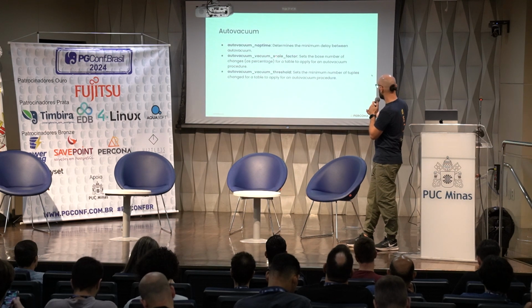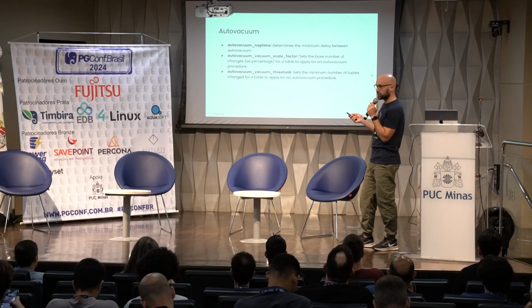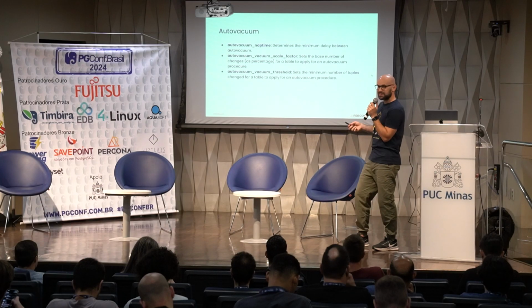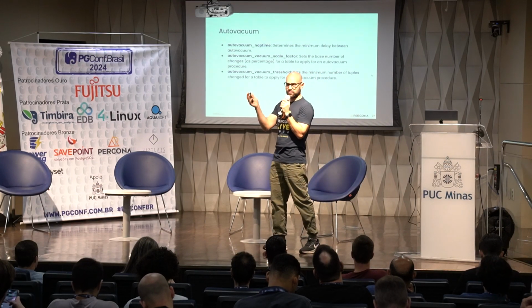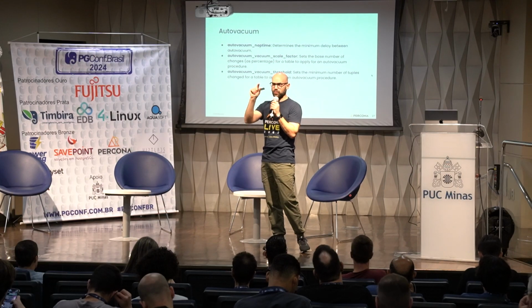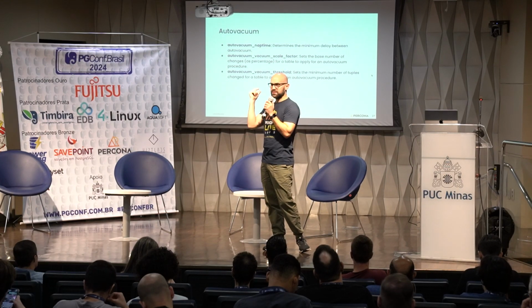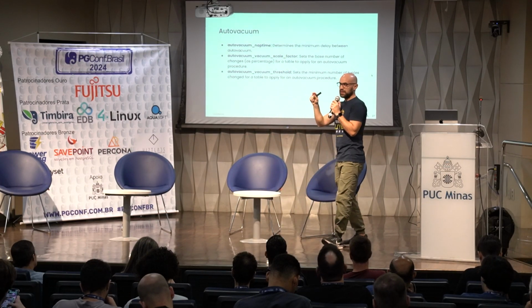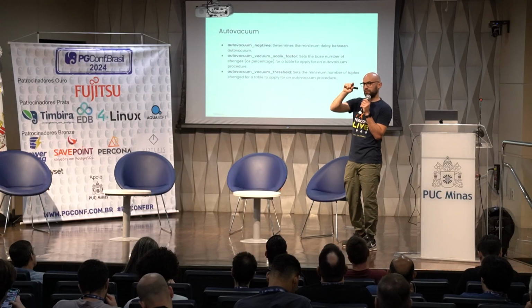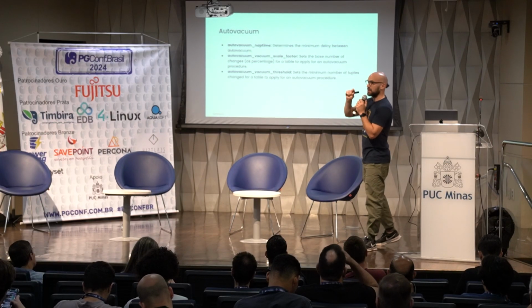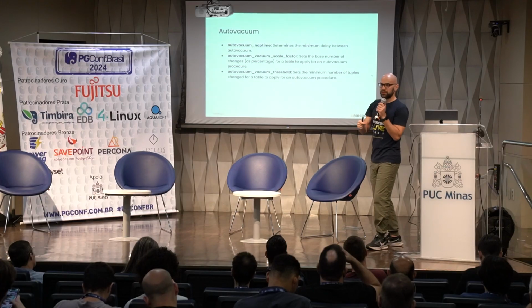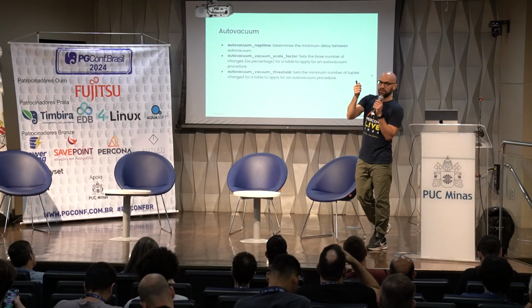With these two variables, which are scale factor and threshold, right? Basically what they do is the threshold sets the minimum number of tuple changes for the autovacuum to kick in, right? So let's say you have a table with 100 tuples, and this is set to 50. If you have 50 changes in tuples, either let's say updates or deletes, that will make it so that the autovacuum is eligible to kick in.